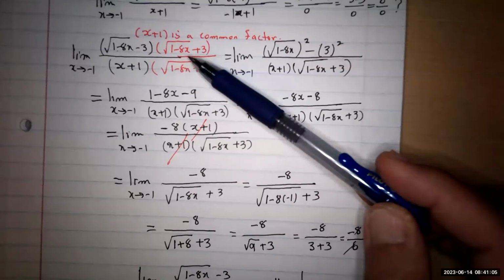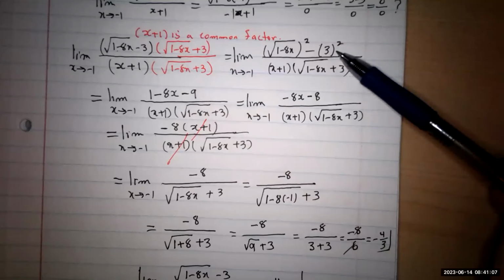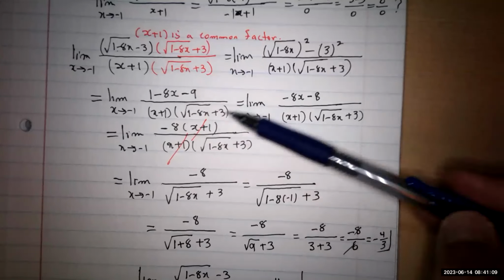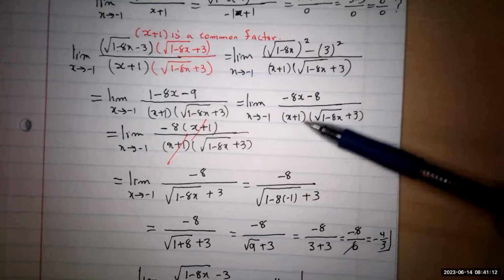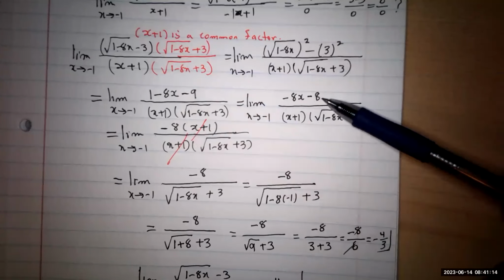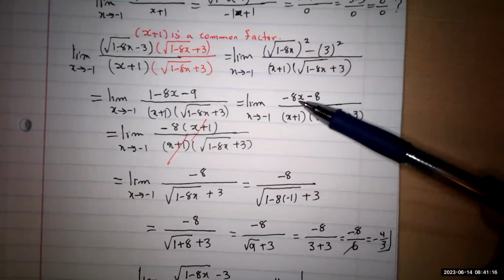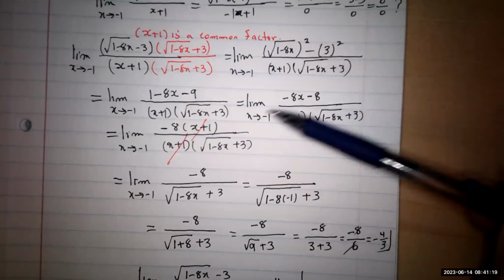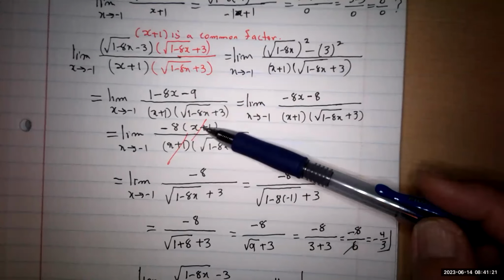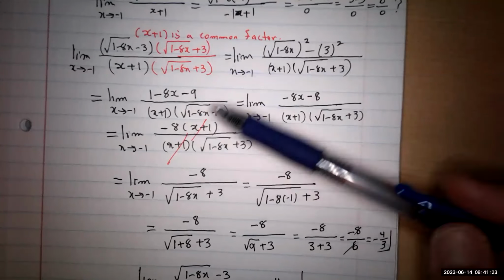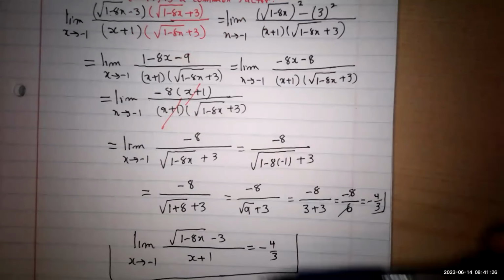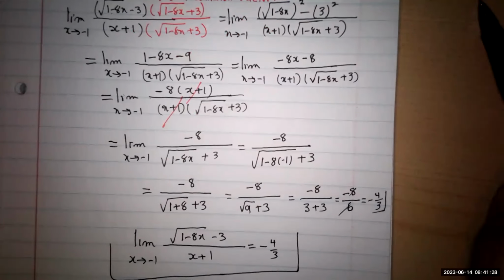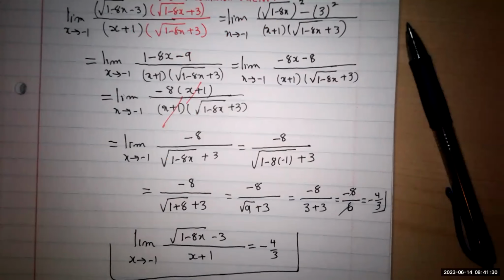On the top is a special FOIL: square of the first minus the square of the second. Then you combine the like terms. You realize that you are looking for x plus 1, so you may need factoring here. In this case, we need to pull out the -8. So we have a common factor, x plus 1 over x plus 1. Simplify it. We get the -8, substitute, and get -4/3, the final answer. So that's a very important case of this 0/0 case. Any questions?